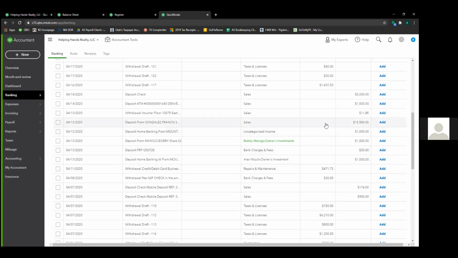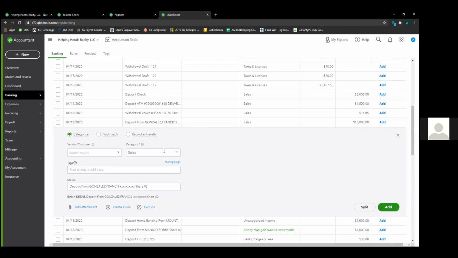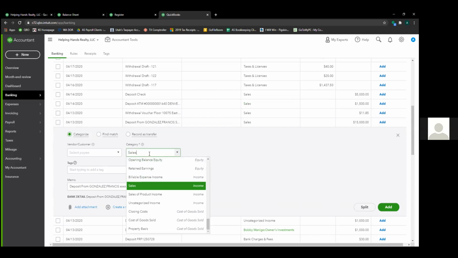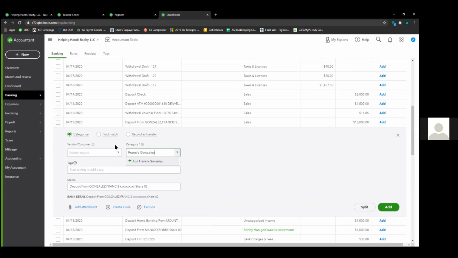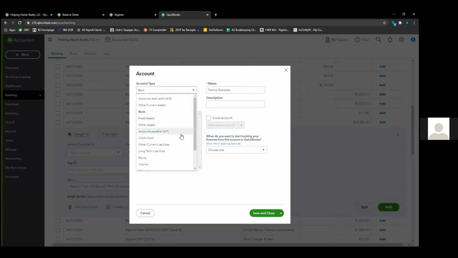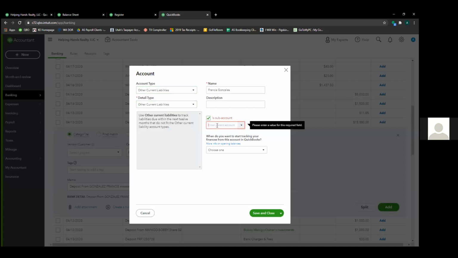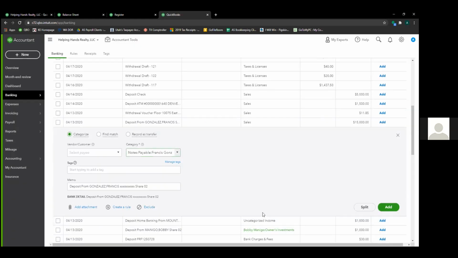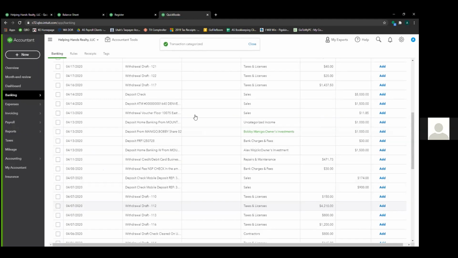Trying to find one maybe. So 15,000, Francis Gonzalez. So this is a loan. This is a loan for, I think, the Elkhart property. Yep. Cool. Definitely. So if you remember, what we're going to do here, we're going to create a liability for this one. So let's just call it Francis Gonzalez. We're going to make this their current liability here. Other current liabilities, and then we'll make this a sub-account of our notes payable, if you remember. So we're going to have Susan, and then we're going to have Francis as well. Okay. Just like that.